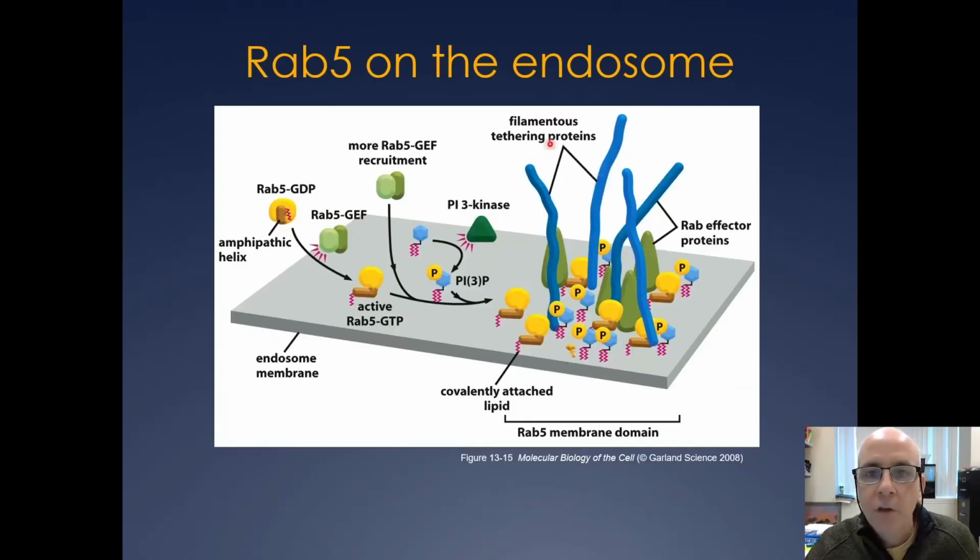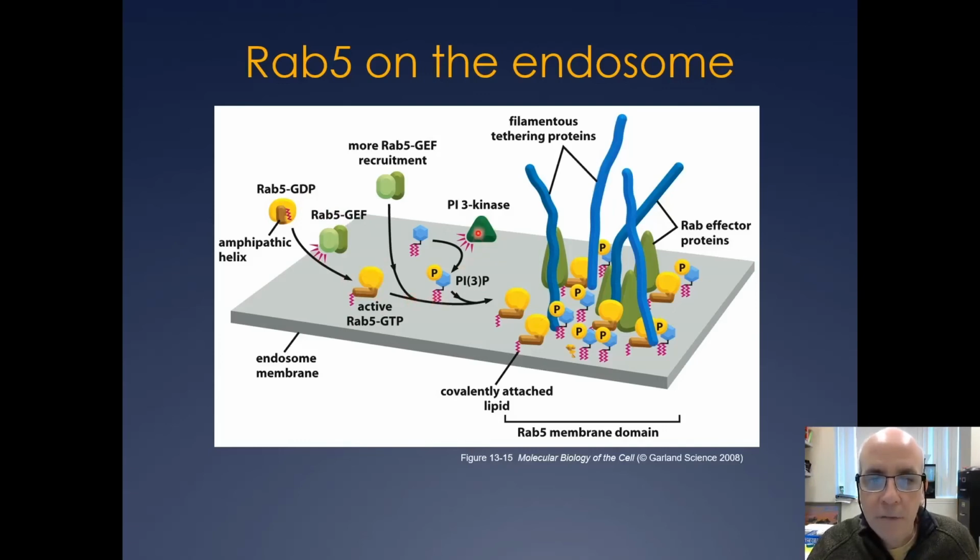Okay, so here's just more detail on that. So normally you have your Rab GDP, oftentimes associated with GDI, the GDP dissociation inhibitor. But once you get vesicle fusing, the Rab-GEF will exchange the GDP for GTP, and the Rab protein then gets embedded in the membrane.